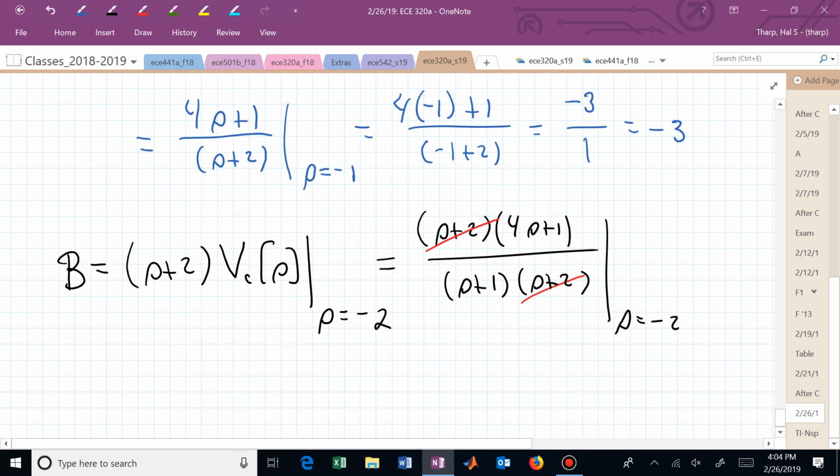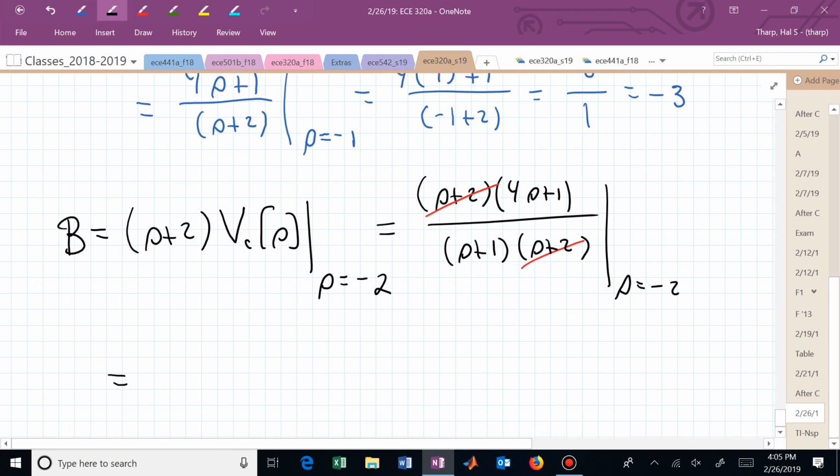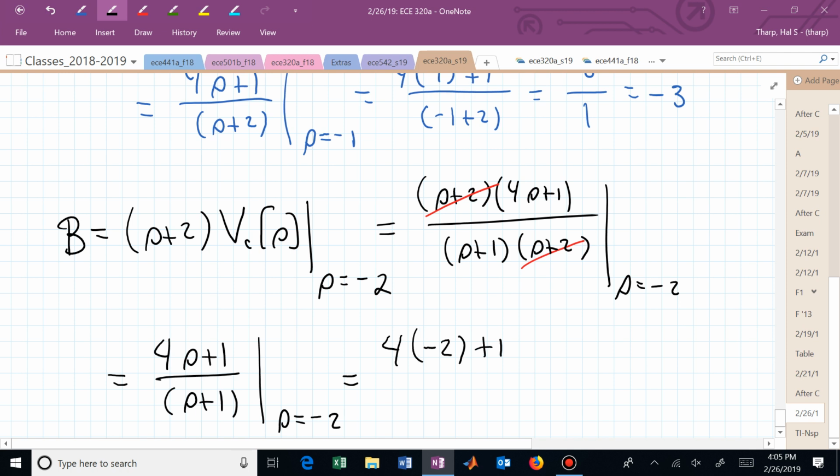so that it's clear. Or we can now say, oh, b is in fact 4s plus 1, which is what we would have obtained if we covered up that s plus 2 factor in the denominator. And now we replace s everywhere with minus 2. We now have minus 7 over minus 1, or b is now 7.